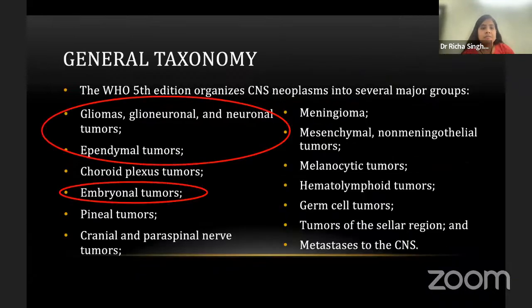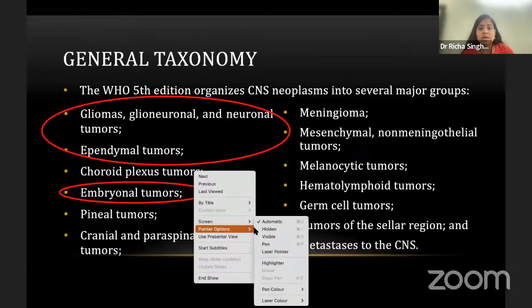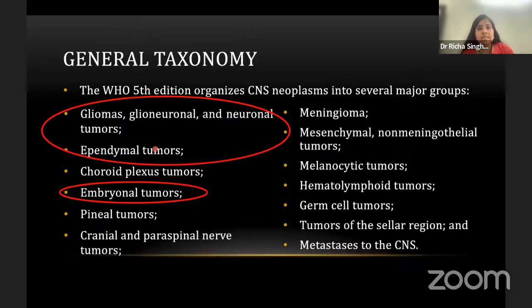The recent WHO classification divides the CNS tumors into many groups, but the major changes are in the gliomas, glioneuronal and neuronal tumors, ependymal tumors, and embryonal tumors. Other tumor groups have undergone either minimal changes or no changes at all as compared to the 2016 WHO classification. So I will be talking only about the updates and the newer imaging features which have come up after the 2016 WHO classification.